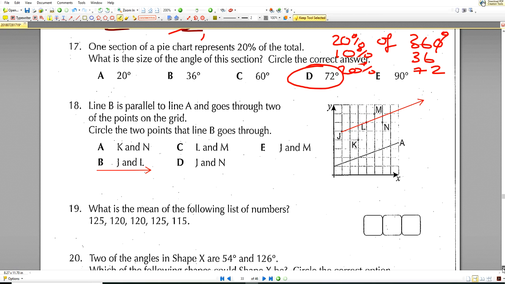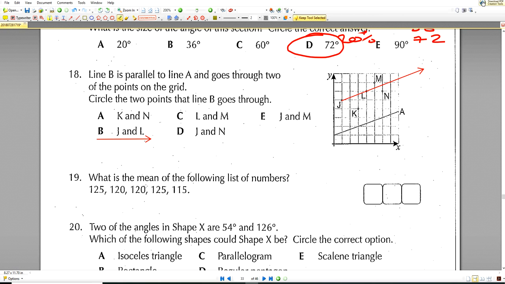Question number 19, the mean. The mean means add them all up and divide it by how many they are. In my previous video, I just mentioned mean is all about adding. What I meant is also divide as well, so I missed that out. Apologies for that in the previous video.